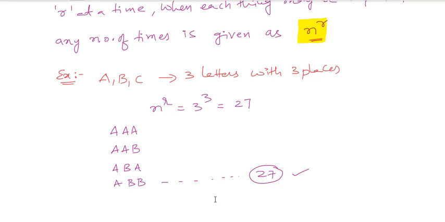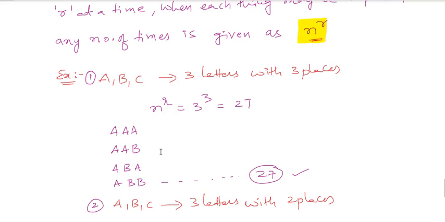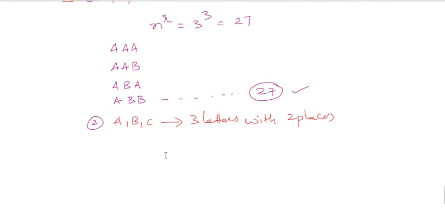Next the same, 3 letters with the 2 places. If I go with A, B, C, that is 3 letters with 2 places, in this case again what will you have? 3 square, which is what?